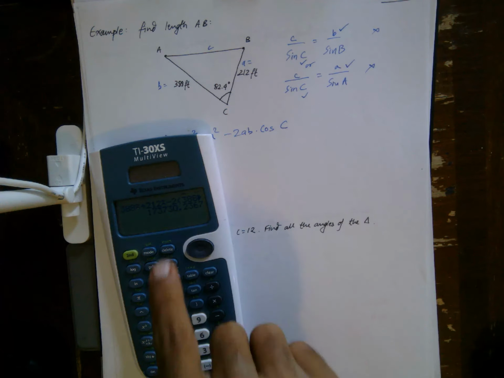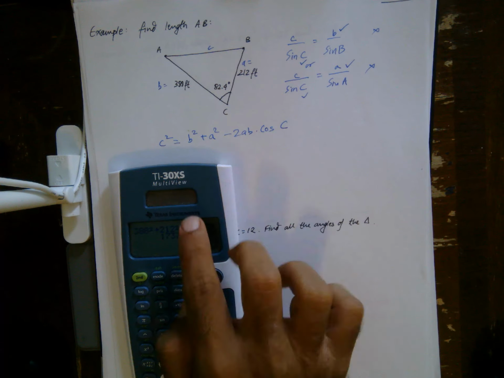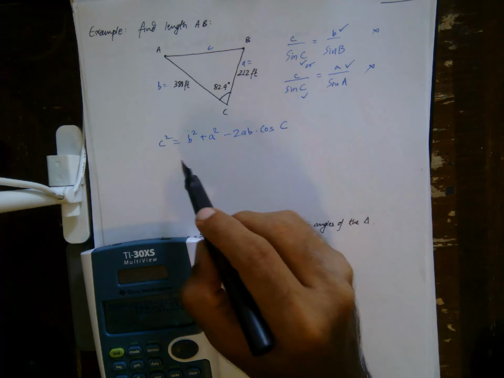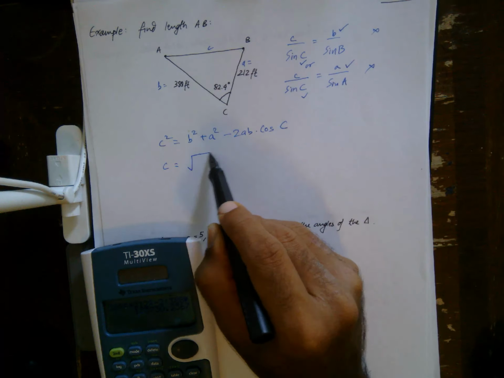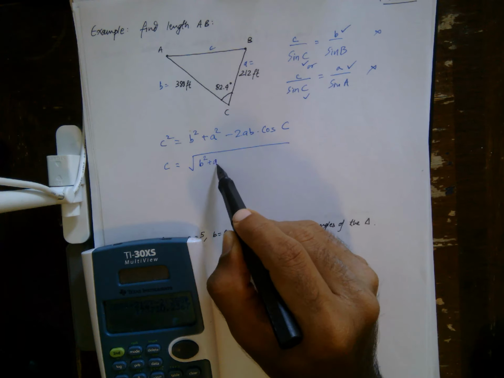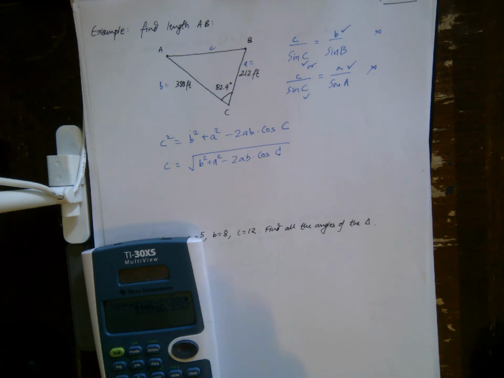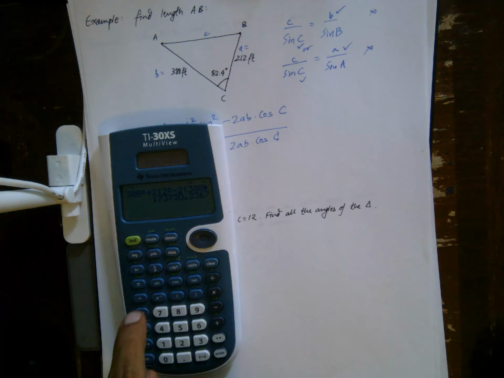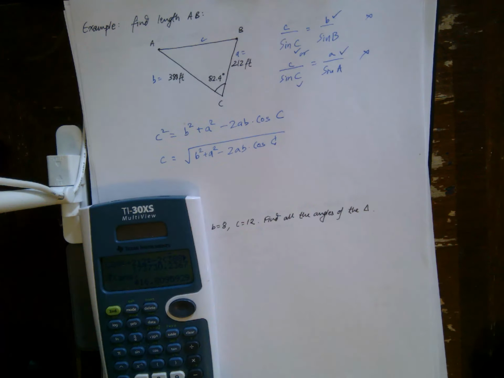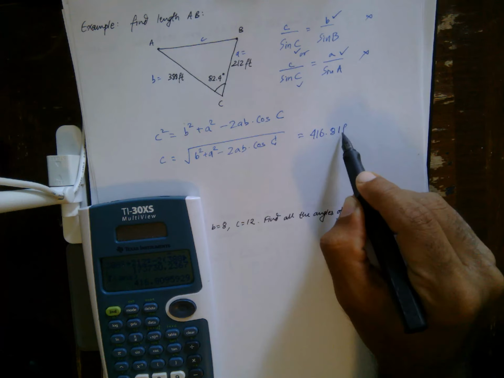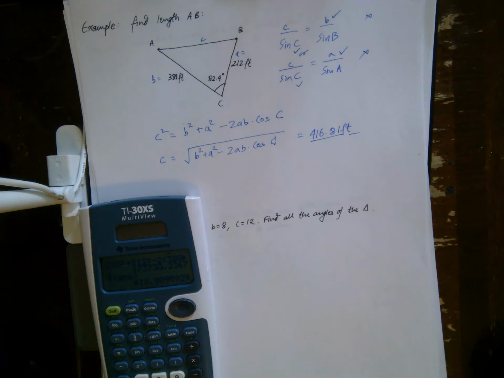Now remember, this is a big number, and that's because that is c squared, right? So just like Pythagoras theorem, to get the value for c, you're going to have to take the square root. So after you evaluate it, you can just press square root and the answer button to get 416.81. And since it's a length, that's the only answer you have.